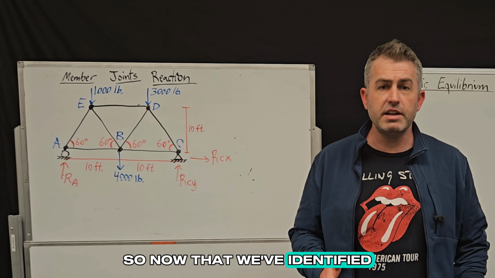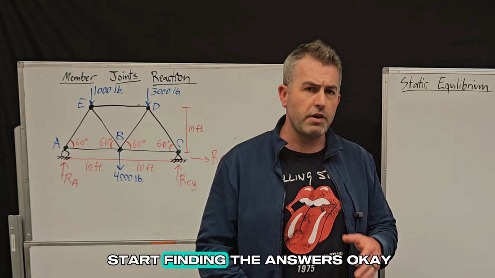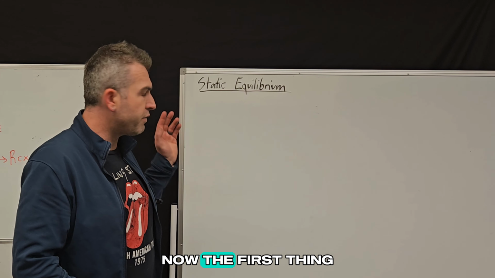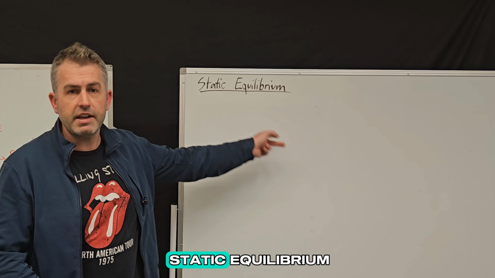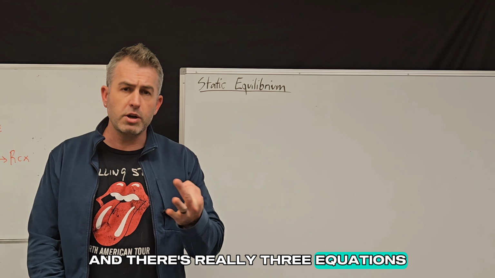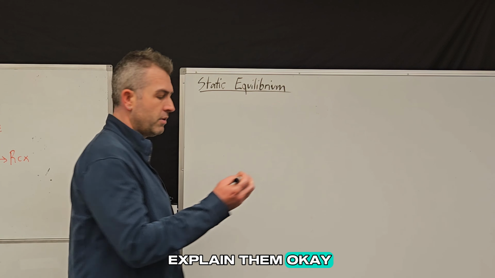Okay, so now that we've identified our assumptions for solving this bridge, we're ready to actually start finding the answers, okay? Now, the first thing we have to do is identify the conditions known as static equilibrium. And there's really 3 equations of static equilibrium. So I'm going to write them on the board and then I'm going to explain them, okay?